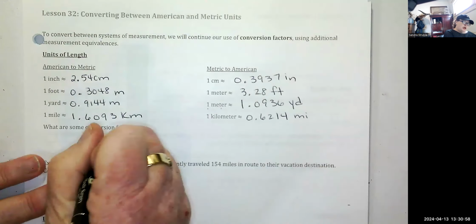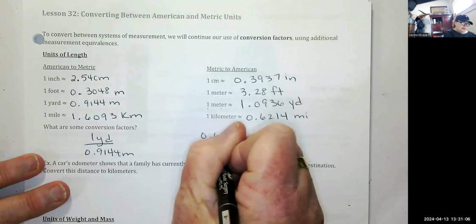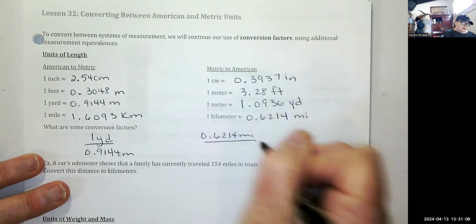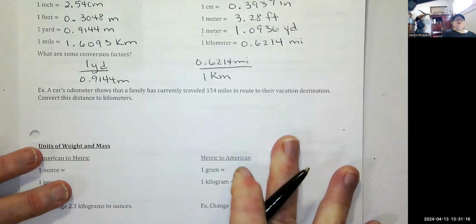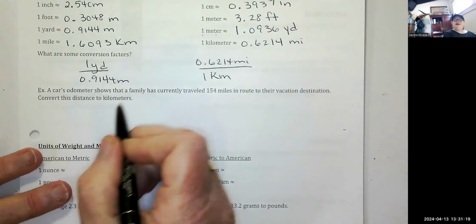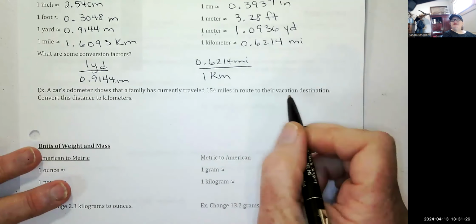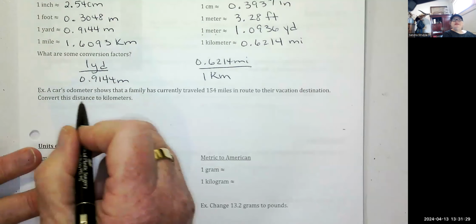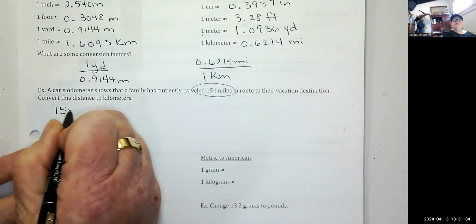Okay. So what are some conversions we can use? Well, we can use 1 yard is equivalent to 0.9144 meters, or we could use something like 0.6214 miles is equivalent to 1 kilometer. Okay. A car's odometer, so that's the mileage, shows that a family has currently traveled 154 miles en route to their vacation destination. Convert this distance to kilometers. So we have it in miles, which is what we're going to start off with.